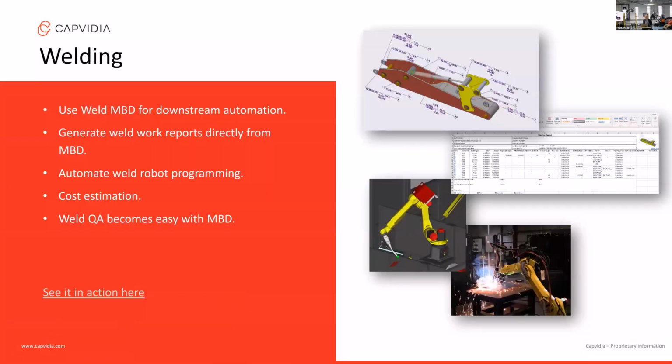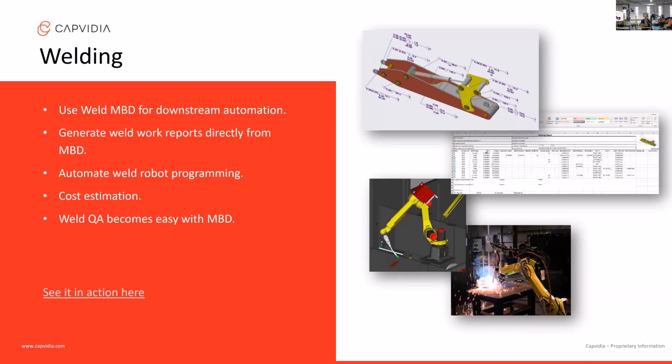Another big area is welding. This is out of quality entirely, into a totally different area. But welds obviously are specified typically on a drawing, but there are mechanisms in the CAD systems to specify these as 3D annotations as well. There are systems like these weld robotics systems that can automatically generate weld programs.